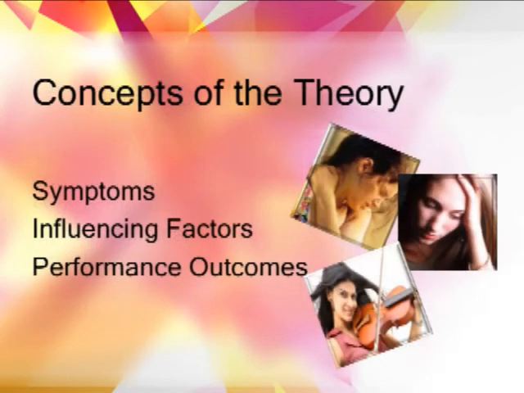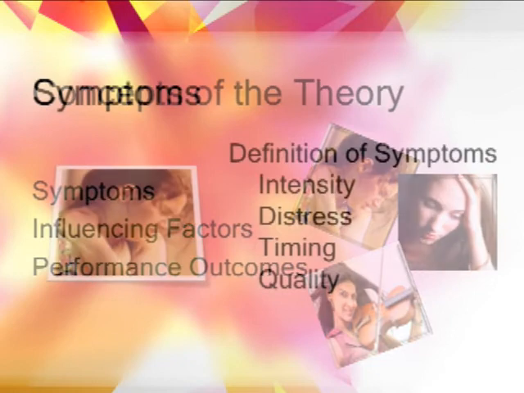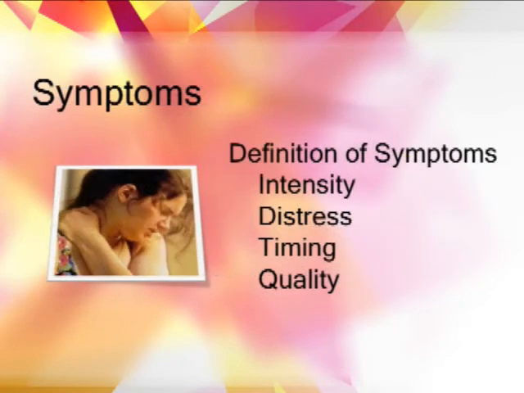We're going to be discussing the concepts of the theory, which include symptoms, influencing factors, and performance outcomes. And we're going to look at each of these in depth. Central to the theory of unpleasant symptoms is symptoms. We're going to look at the definition of symptoms, and at the different dimensions, which are intensity, distress, timing, and quality.